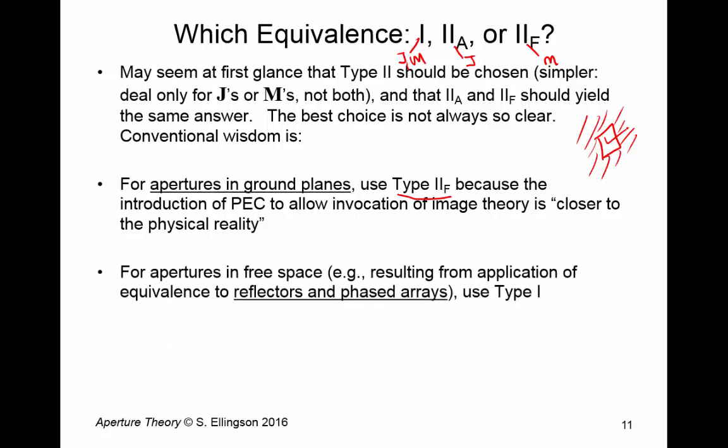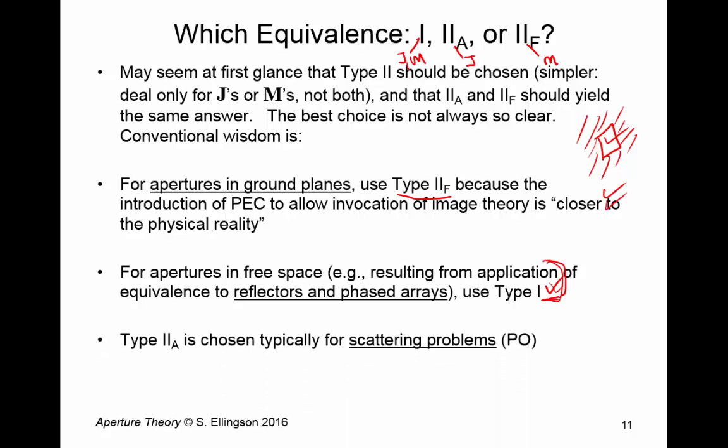For apertures in free space, for example, when we use this technique to model reflectors and phased arrays, as I demonstrated on a previous slide, then typically we use type 1, both electric and magnetic currents. Type 2A, by the way, that's just electric currents. That's typically chosen for scattering problems.